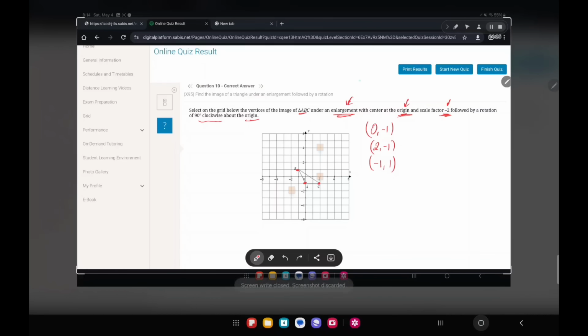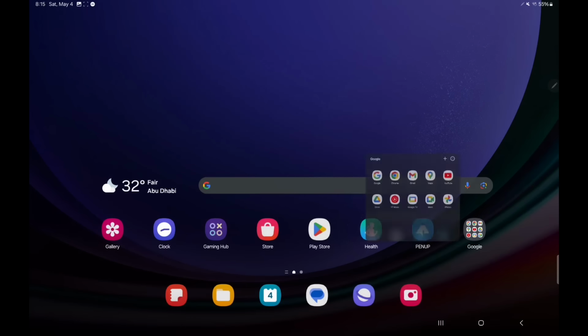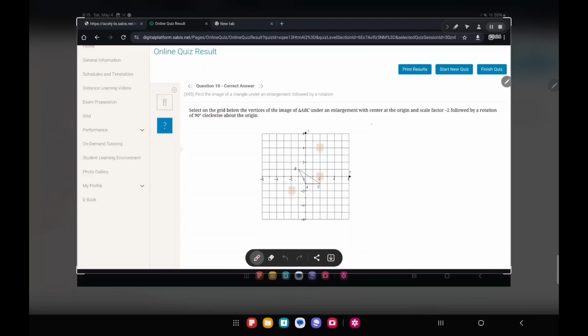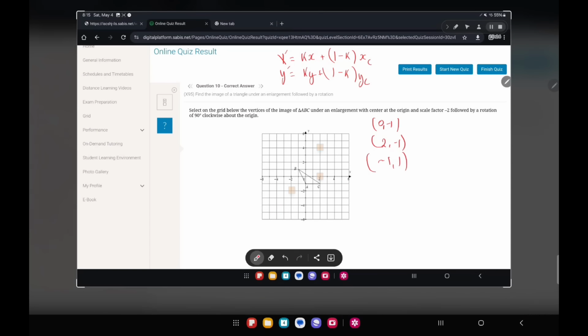But maybe in the exam they get you around a point, negative 1, 1. I want 0, negative 1, 2, negative 1, negative 1, 1. So if they said in the exam around a certain point, you have to use the formula x prime equals kx plus 1 minus k times x of the center, and y prime equals ky plus 1 minus k times y of the center. Since they only want the origin now, we don't need this, but just in case, you have to use these formulas. Since they want the origin, I just have to multiply everything by negative 2.